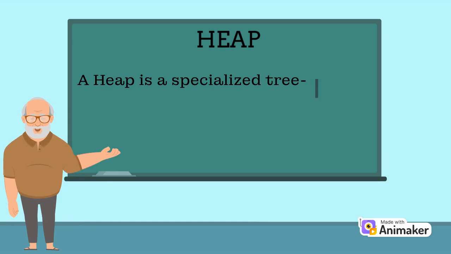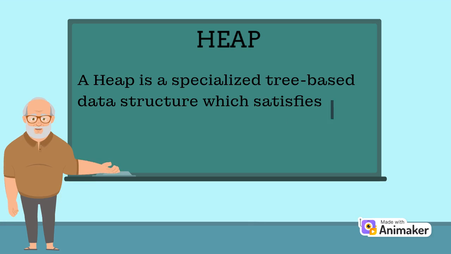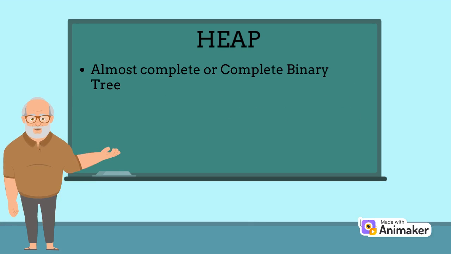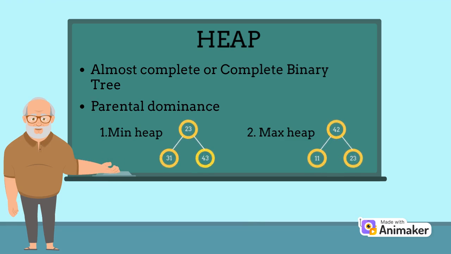So what is heap? A heap is a specialized tree-based data structure which satisfies the following properties: 1. Almost complete or complete binary tree. 2. Parental dominance, that is min heap and max heap.